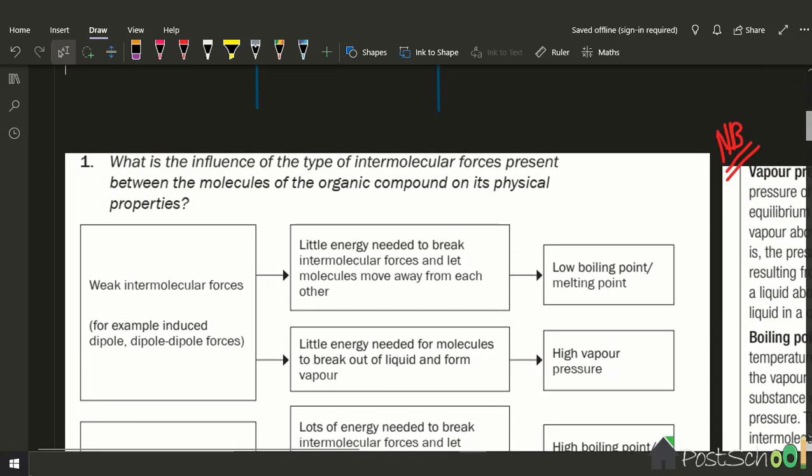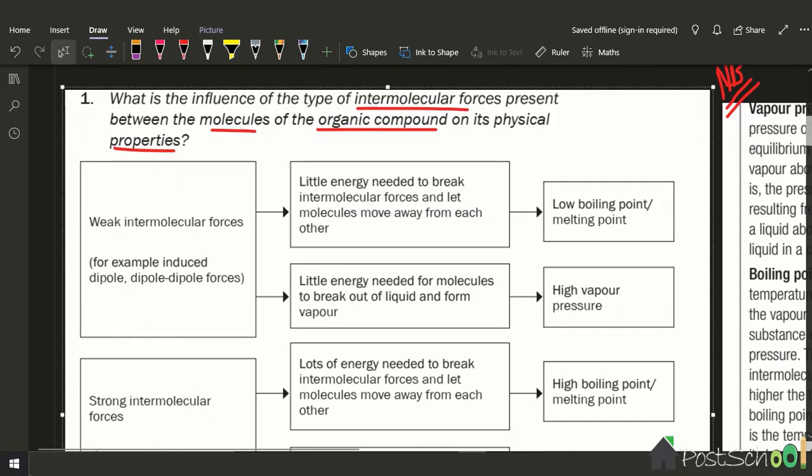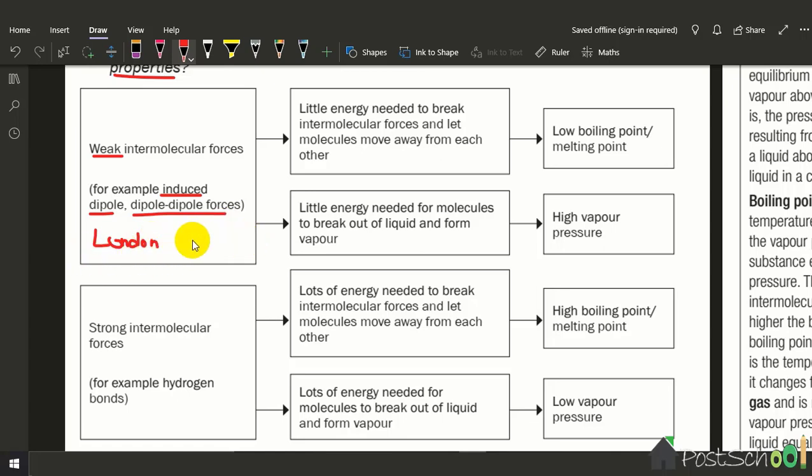So check out what is the influence of the type of intermolecular forces present between molecules of the organic compound on its physical properties. So check again what the effects of the intermolecular forces present in the organic compound are. Under weak intermolecular forces there are induced dipole forces and dipole forces, and also under weak there are London dispersion forces. So these fall under weak intermolecular forces.